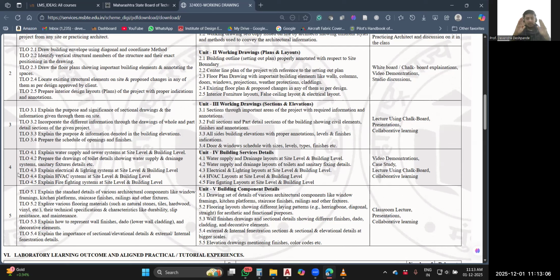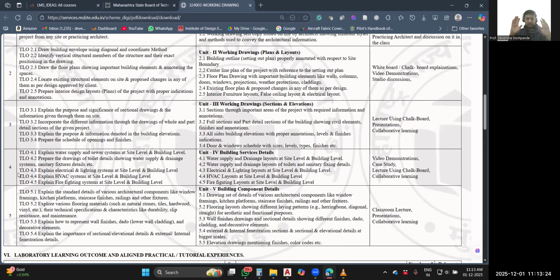The last TLO for this unit is to explain the firefighting systems at site level and building level to the contractor. So here we are going to develop drawings for firefighting layouts at site level and building level.